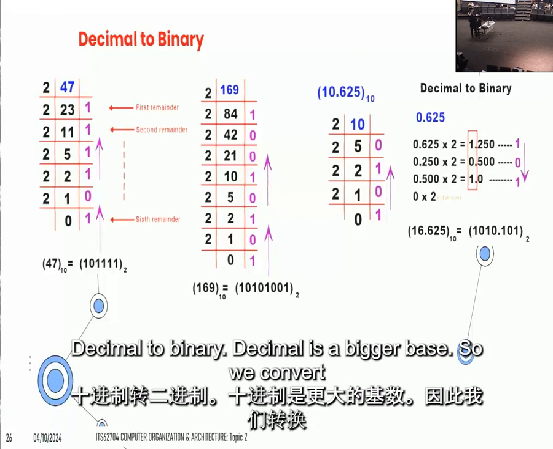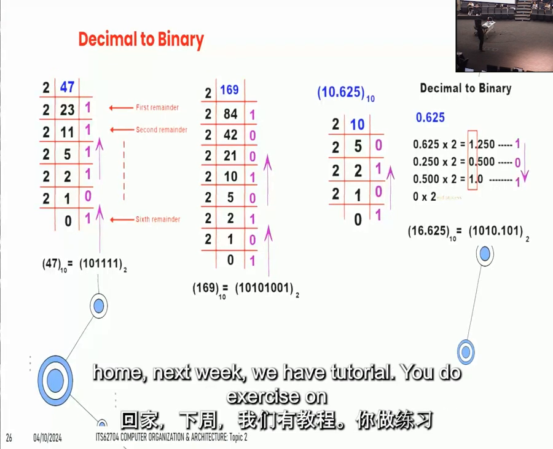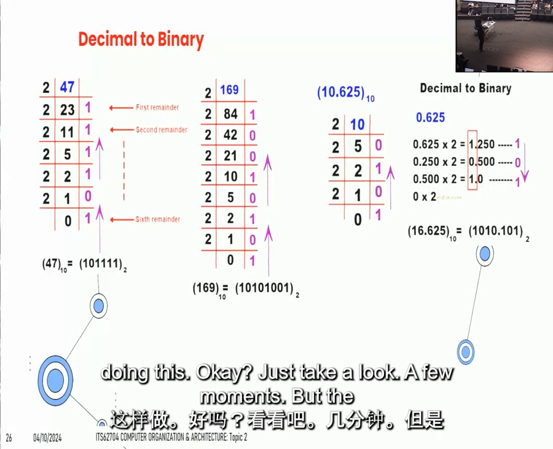Another example, decimal to binary. Decimal is a bigger base, so we convert to binary. So, divide. See how we calculate it. Back home, next week we have tutorial, you do exercises on doing this. Just take a look for a few moments.